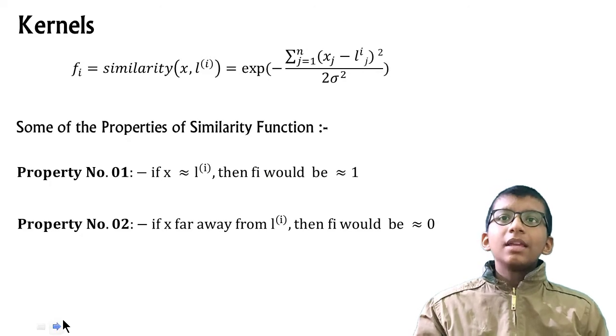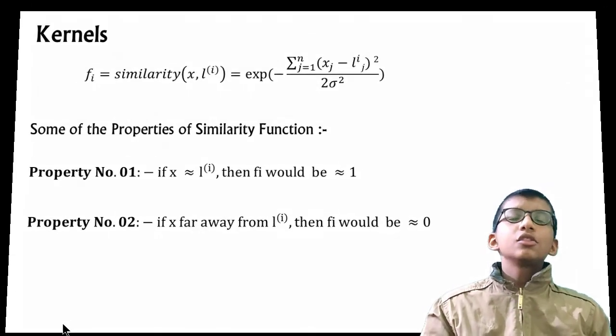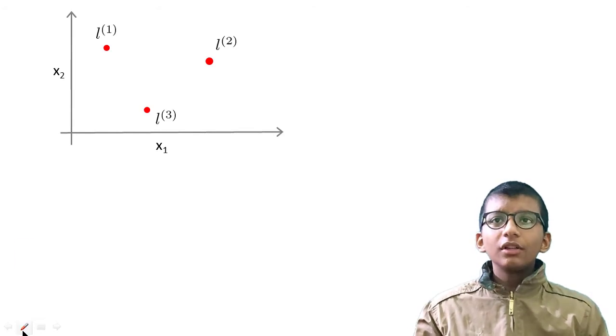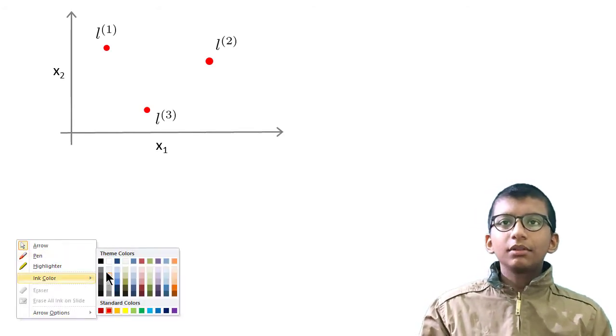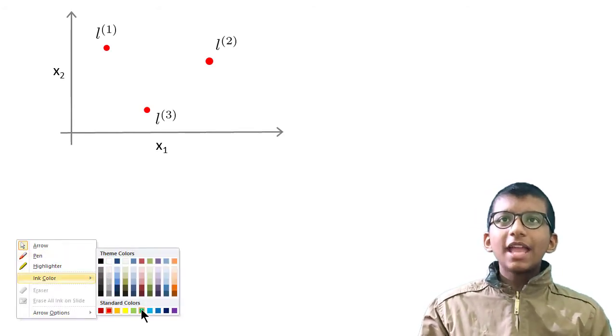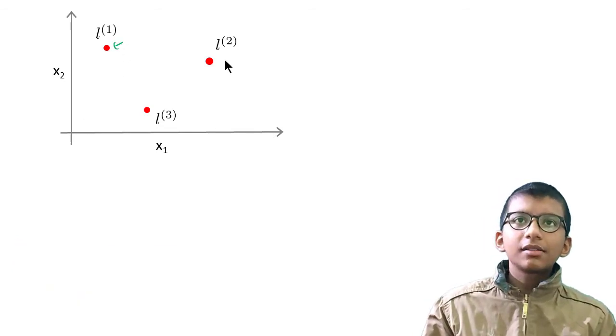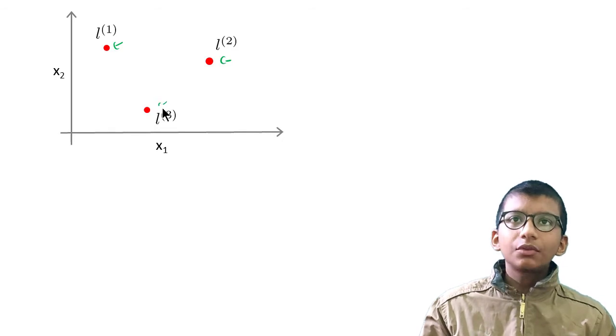Okay, now there is a hypothesis, so we will take a look at that in just a second. First of all, let's visualize that example. Here we have our landmarks. Here I have plotted 3 landmarks, L1, L2 and L3.